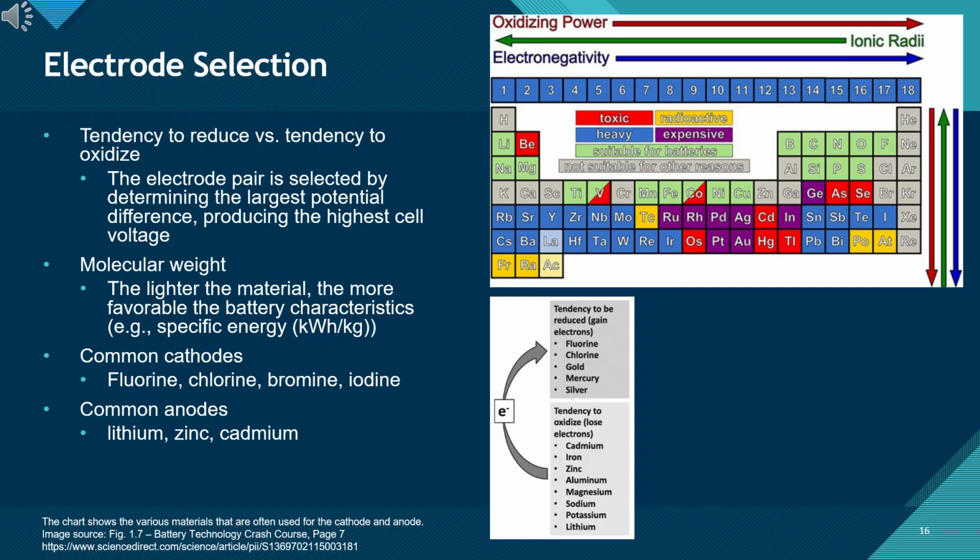Now, if we look at actual numbers, the standard electrode potential of lithium metal is about minus 3.04 volts versus the standard hydrogen electrode. A typical cathode, like lithium cobalt oxide, LiCoO2, has a potential around plus 0.6 to 0.7 volts versus Li/Li.